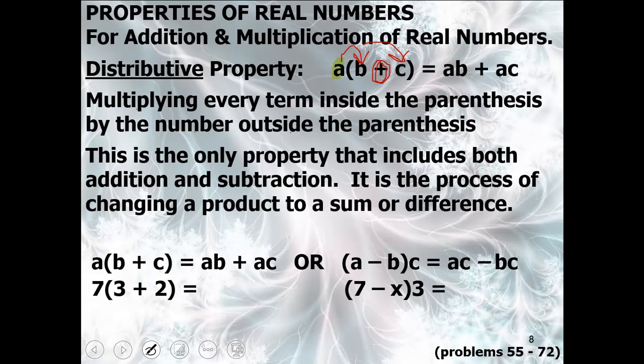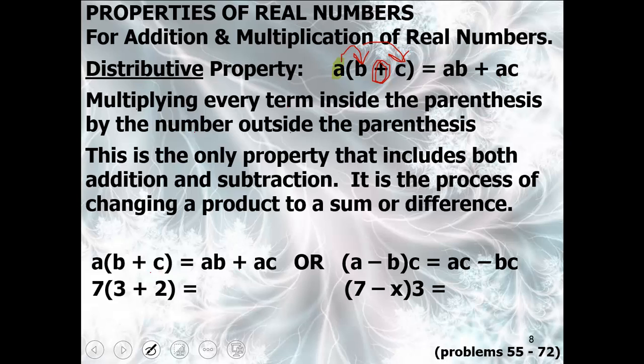This is the only property that combines addition, or adding the opposite, and subtraction. It's a process of changing a product to a sum or difference. If we have A times B plus C, we did this up here, we get A times B plus A times C.